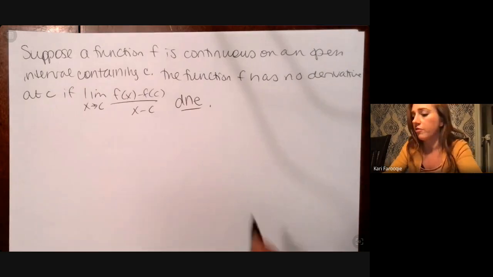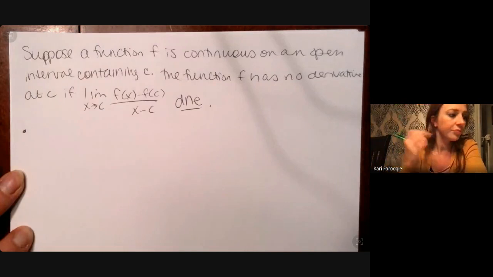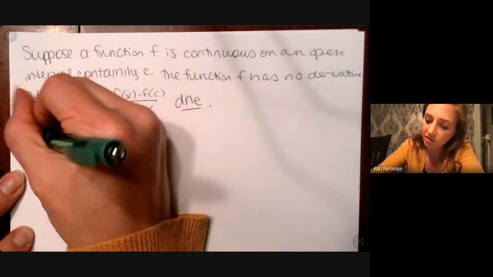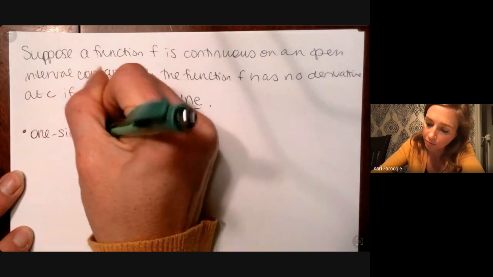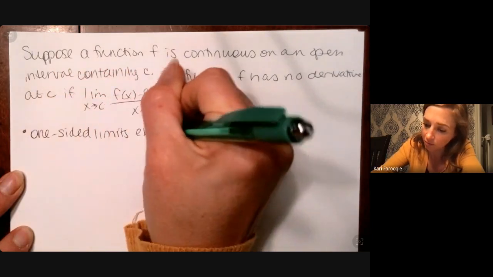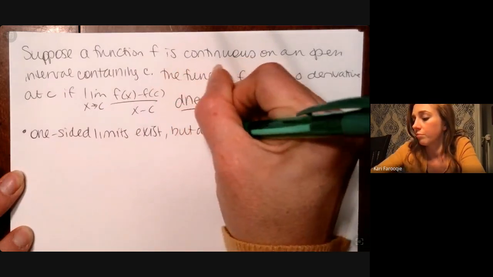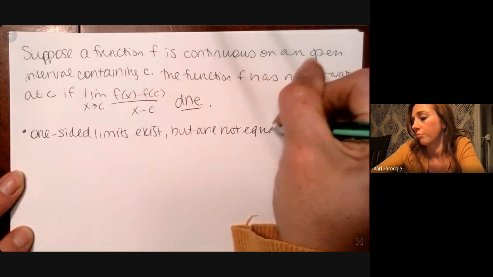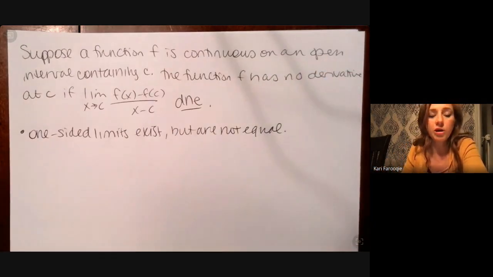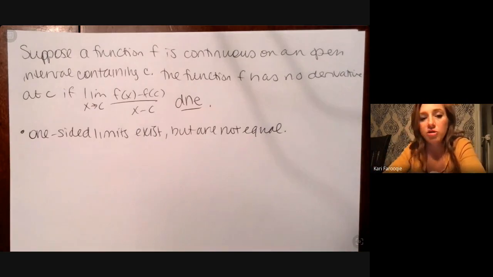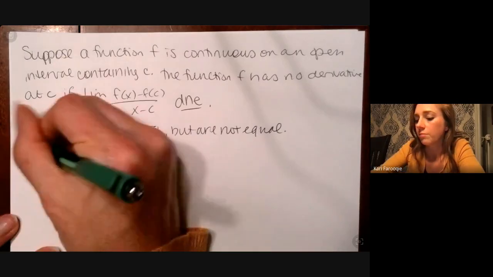So let me give you some possible scenarios here. It could be that the one-sided limits exist but are not equal. That's a scenario that you might encounter when you're trying to apply this definition of the derivative at a specific value c. It could be that you approach c from two different directions and the one-sided limits are not the same. If this is the case, then f has something called a corner at c, f of c.